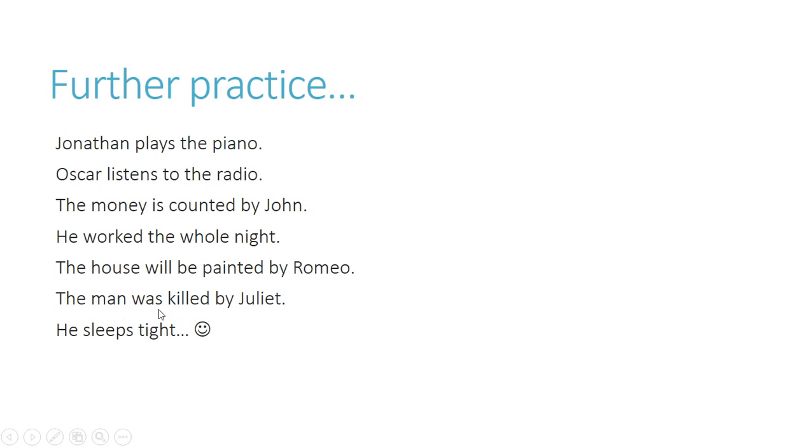Then the man was killed by Juliet. Oh man, let's see Romeo and Juliet. Okay, the man was killed by Juliet. The one who killed, who did the action is Juliet. So this one is passive voice. Also this one, passive voice. Then he sleeps tight. Who does the action? He. So this one is active voice.